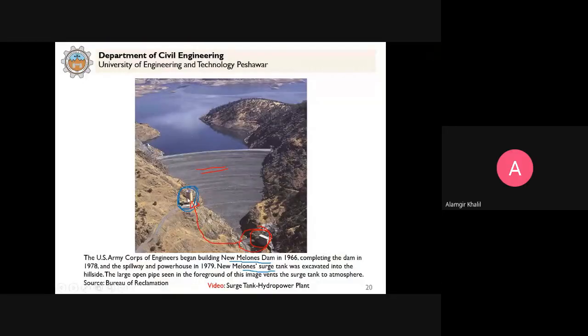So this is what you can see here, that in the tank, this water will rise and it can protect the pipes from damaging or bursting due to water hammer pressures.